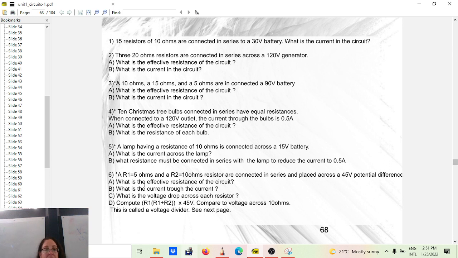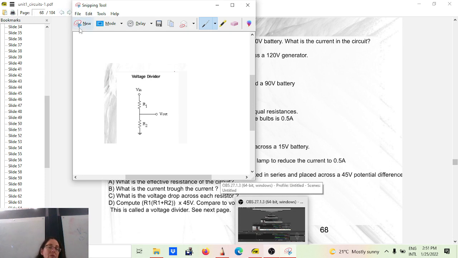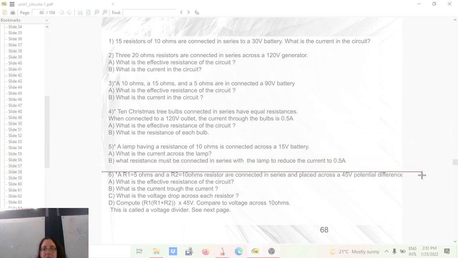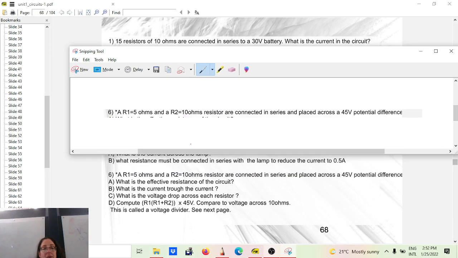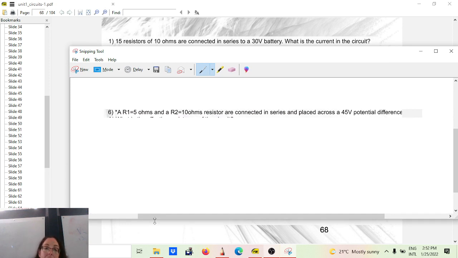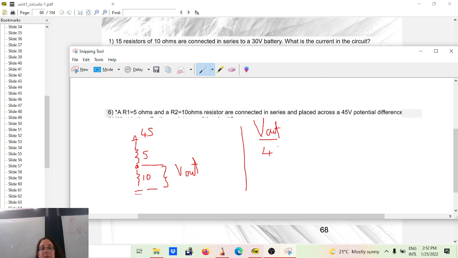Okay, so for example, number six, you can apply the same thing. And it works also if you want to find the voltage across the other one, of course. So you have 45 volts here, and then you have a resistance 5, and then you have a resistance 10, and that's going to be the voltage drop here. We call that V out. Okay, and then you write your ratio: small out of big equals small out of big.